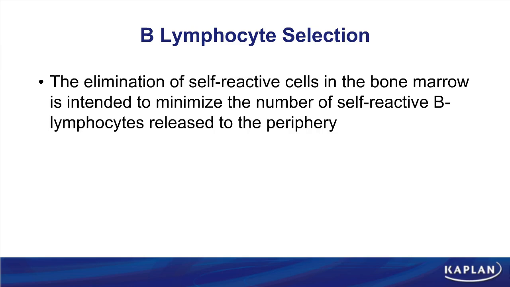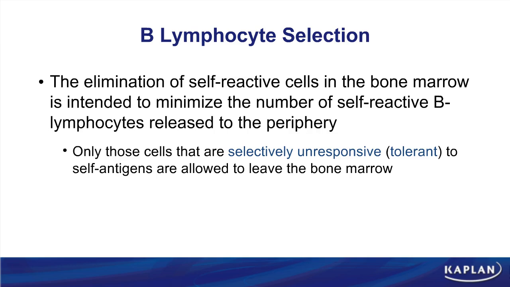The process of selecting out self-reactive B cells within the bone marrow is to minimize the number of self-reactive B lymphocytes that are actually going to make it out into the periphery. Please make no mistake, though, that there is still a significant number of self-reactive B cells that will enter into circulation, so there obviously has to be another mechanism of inactivation. When a cell is non-self-reactive, in other words, it is not reactive to self-antigen, it would be referred to as being tolerant, meaning I tolerate myself or do not react to myself. Another term that is used is that they are selectively unresponsive.